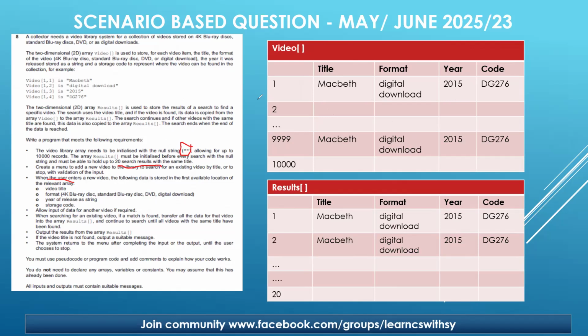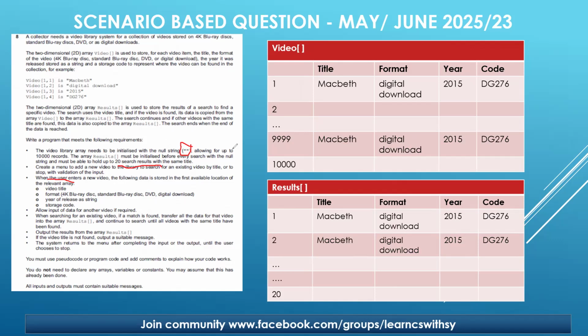When searching, now this was dealing with your input. These two things are dealing with your input. Allow input of data for input if required. When searching for an existing video, if a match is found, transfer all the data for that video into the array results and continue to search until all videos with the same title have been found.